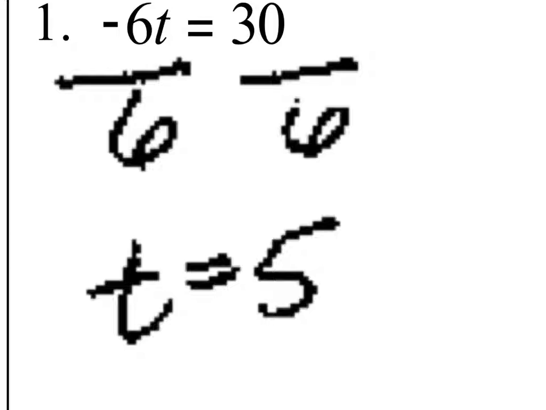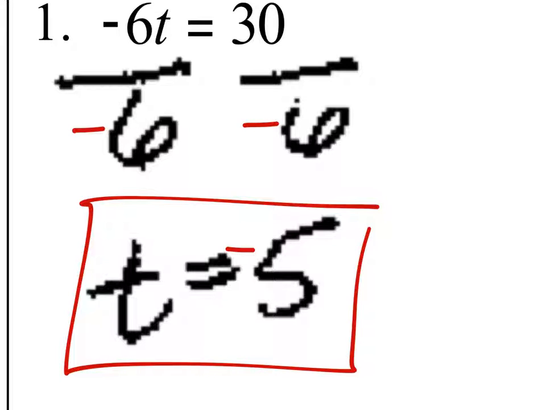So here's number 1. What the heck happened? Just tell us, what did they do wrong first? They divided by 6 when this is actually negative 6. So we need to divide by negative 6 on both sides. 30 divided by negative 6 makes this a negative 5. And we have the correct answer.